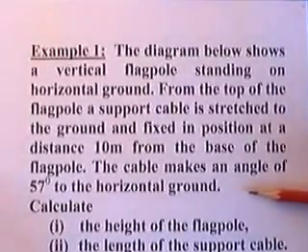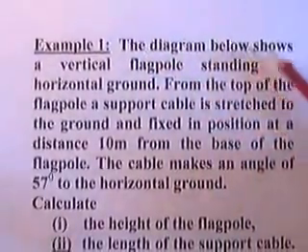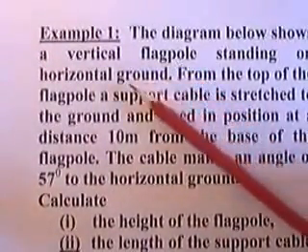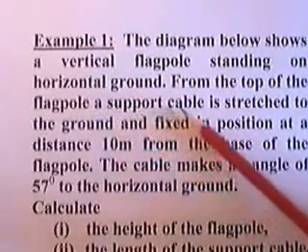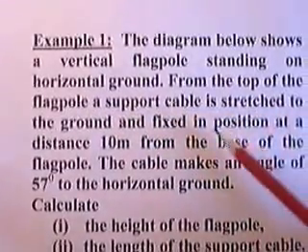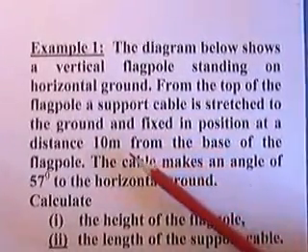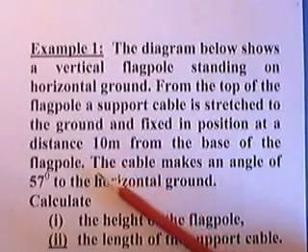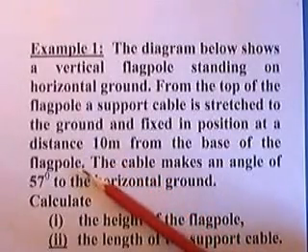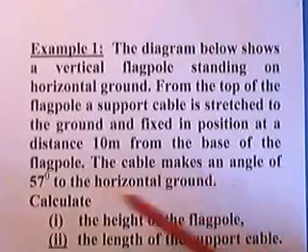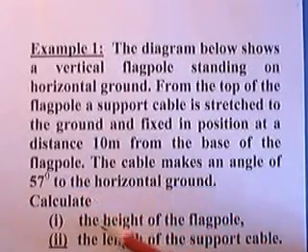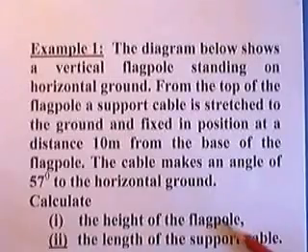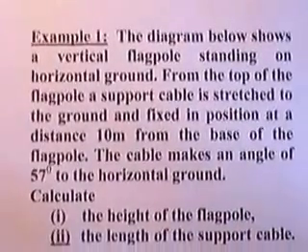Anyway, it says the diagram below shows a vertical flagpole standing on horizontal ground. From the top of the flagpole, the support cable is stretched to the ground and fixed in a position at a distance of 10 meters from the base of the flagpole. The cable makes an angle of 57 degrees to the horizontal ground. Calculate the height of the flagpole and the length of the support cable. Okay, the diagram should look something like this.